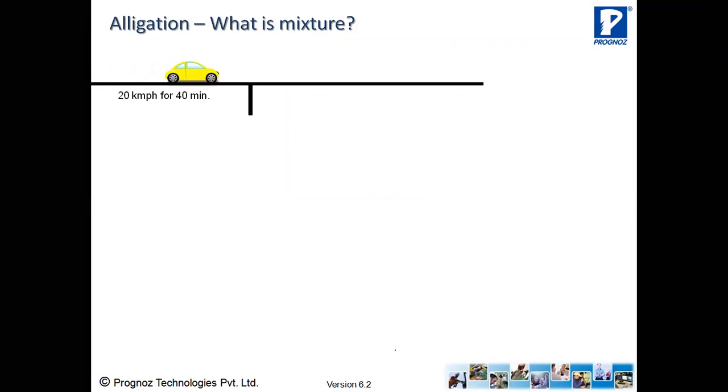A car goes a certain distance in certain minutes. It travels at 20 kilometers per hour for 40 minutes, and the rest of the distance it travels at 30 kilometers per hour for 60 minutes. What is the average speed? You can use this alligation method. This is a mixture problem. You are mixing two things.